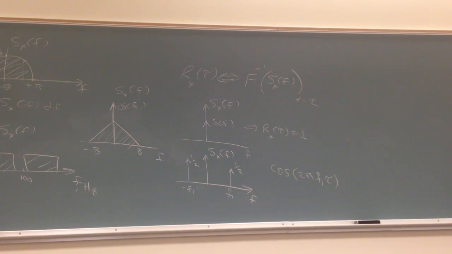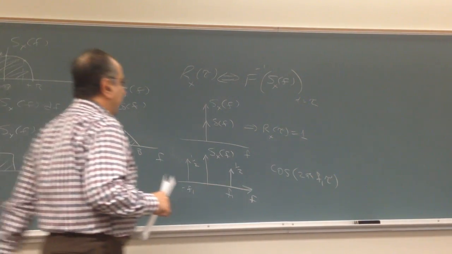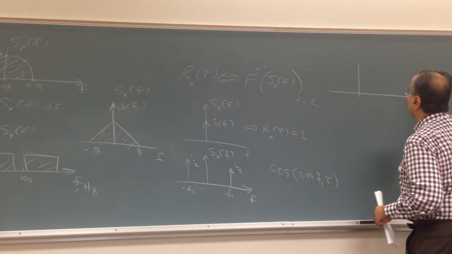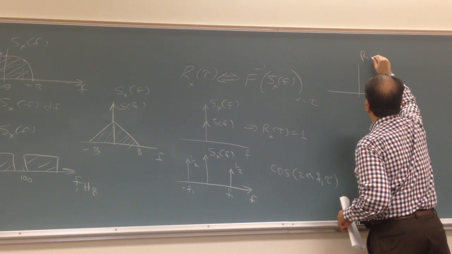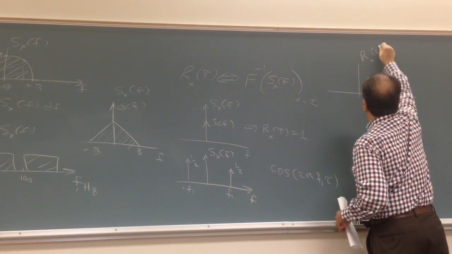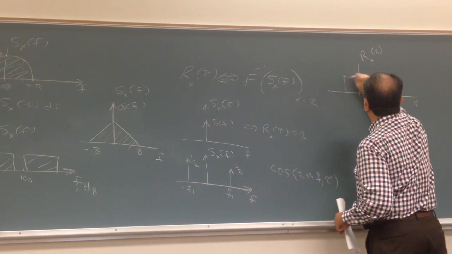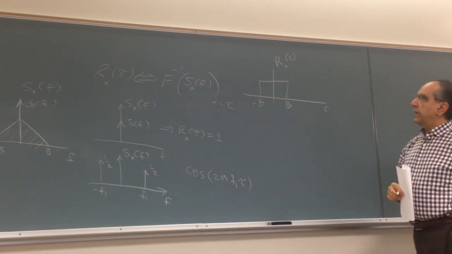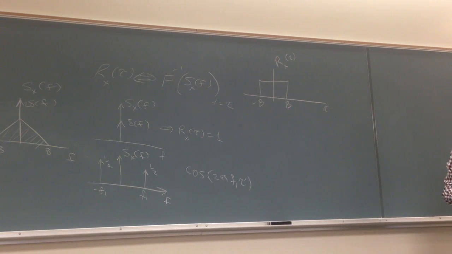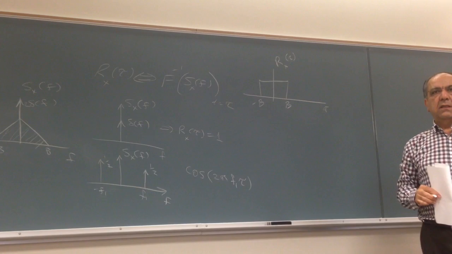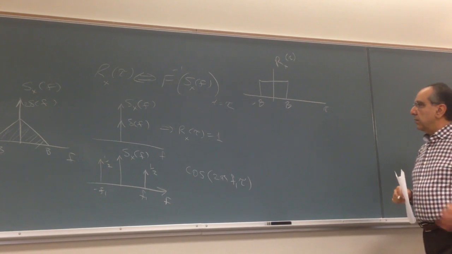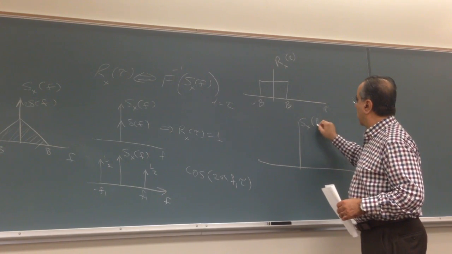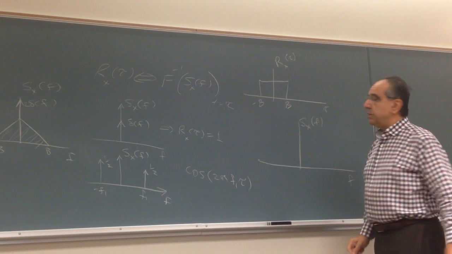Very simple, right? I cannot make it simpler than this. If I have a signal with this as autocorrelation, it's a random process, and this is the autocorrelation. What would be the power spectral density?